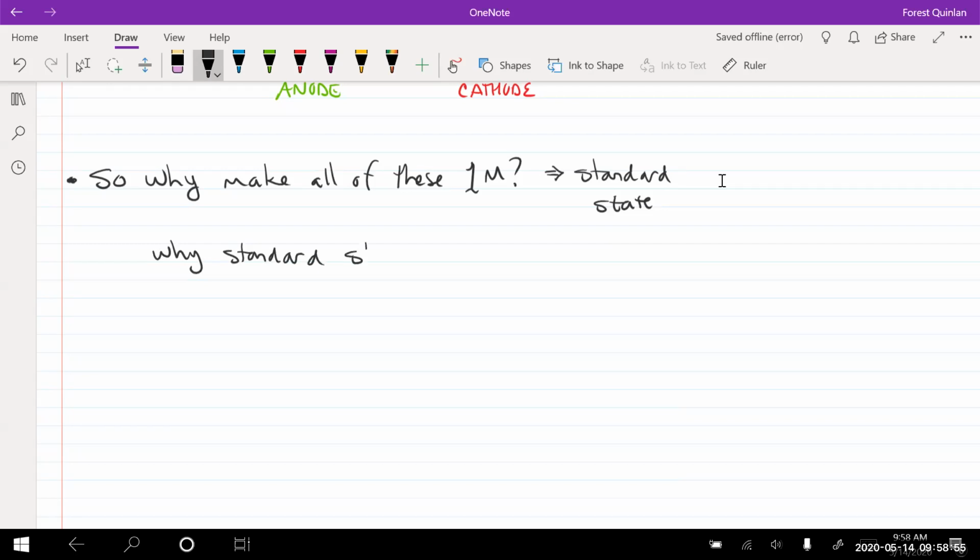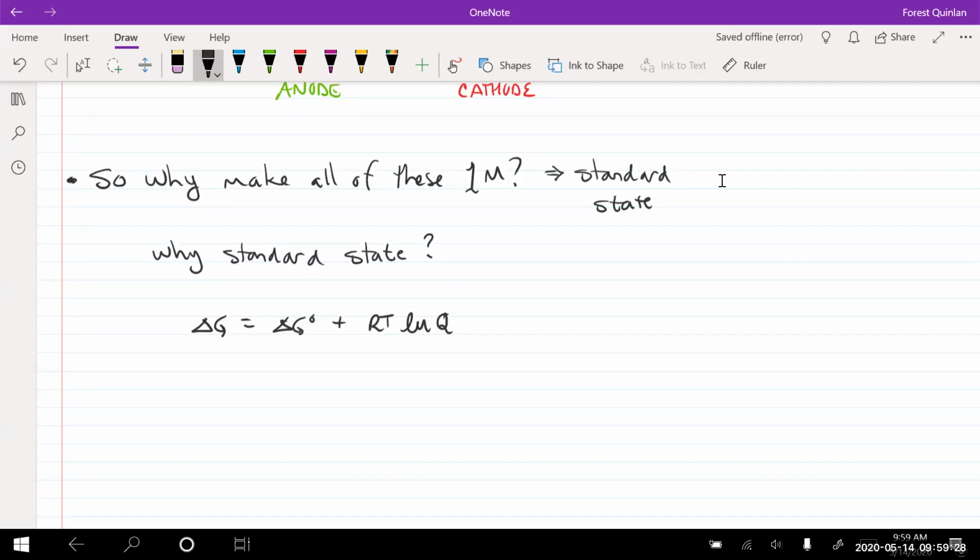So why standard state? Because let's face it, you can't always get everything to 1 molar. And so a lot of times, if they can't, they'll still get as close as they can, and then they'll do a little fudge factor later on to do what we are about to do. Okay, so why standard state? Because it allows us to do something really cool. All right, delta G equals delta G naught plus RT ln Q.